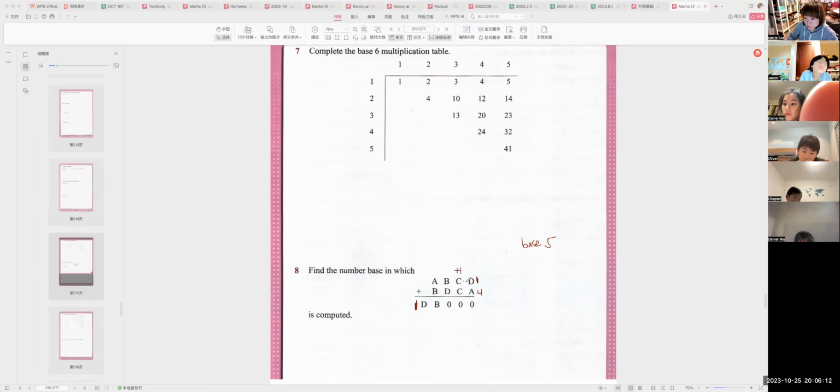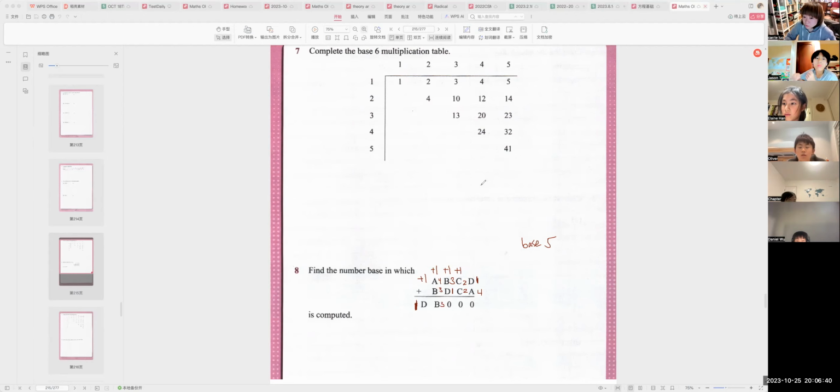And the Cs are equal, so C can only be 2. 2 plus 2 plus 1 equals 5, so 0 and carry over 1. And D is 1, so B is what? B is 3, because 3 plus 1 equals 5, and 0 and carry over 1. And A is 4, and B is 3, so you can see 3 plus 4 plus 1 equals 8, which is 3 and carry over 1. Good job. So the answer is like that.